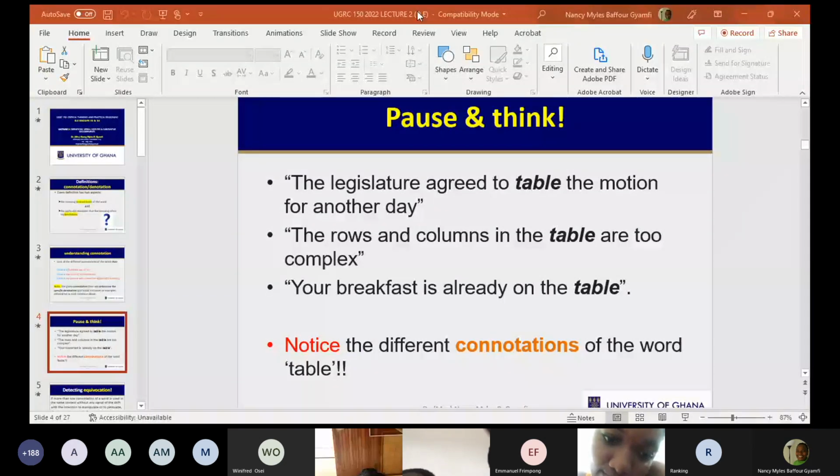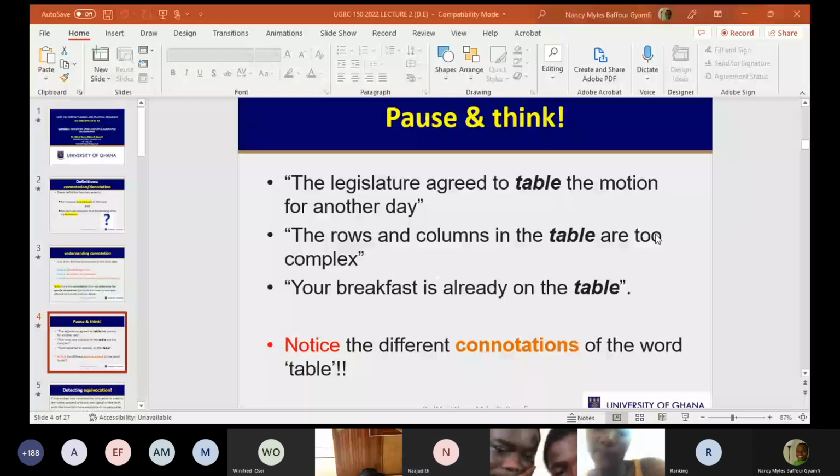The legislature agreed to table the motion another day. The rows and columns in the table are too complex. Your breakfast is already on the table.